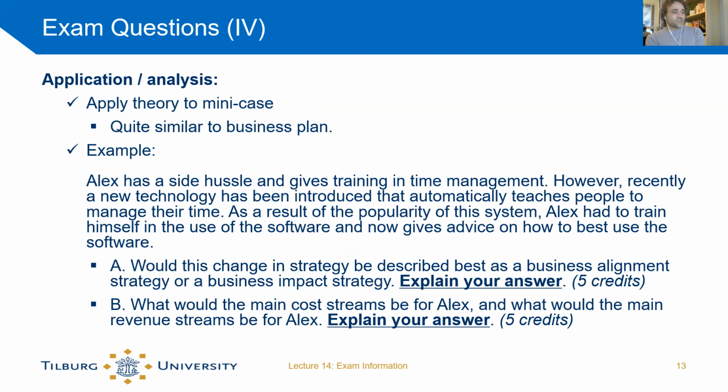So finally, this is an example of an application and analysis case. The example here is Alex has a side hustle and gives training in time management. However, recently a new technology has been introduced that automatically teaches people to manage their time. As a result of the popularity of this system, Alex had to train himself in the use of the software and now gives advice on how to best use the software. So the question then would be, would this change in strategy be best described as a business alignment or a business impact strategy? And explain your answer.